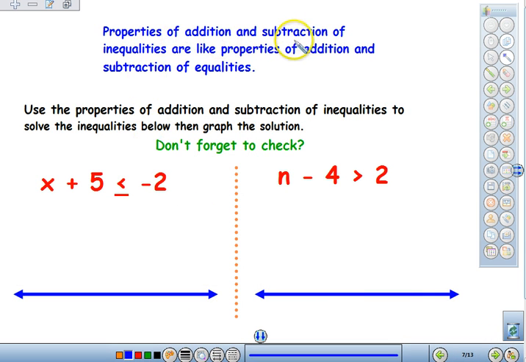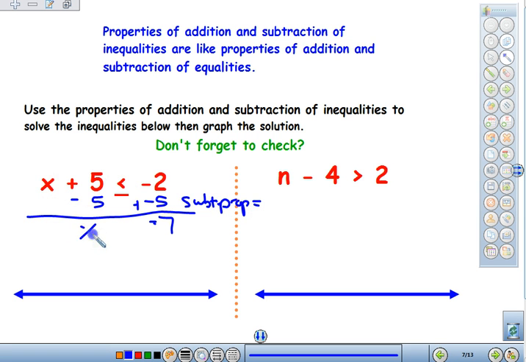It says to use our properties for subtraction and addition to solve these, and we need to check. So how do we get rid of plus 5? Minus 5 from both sides. Be careful here. Negative 2 minus 5 is the same as plus a negative 5, so we actually have negative 7. What property is that? That's our subtraction property of equality.